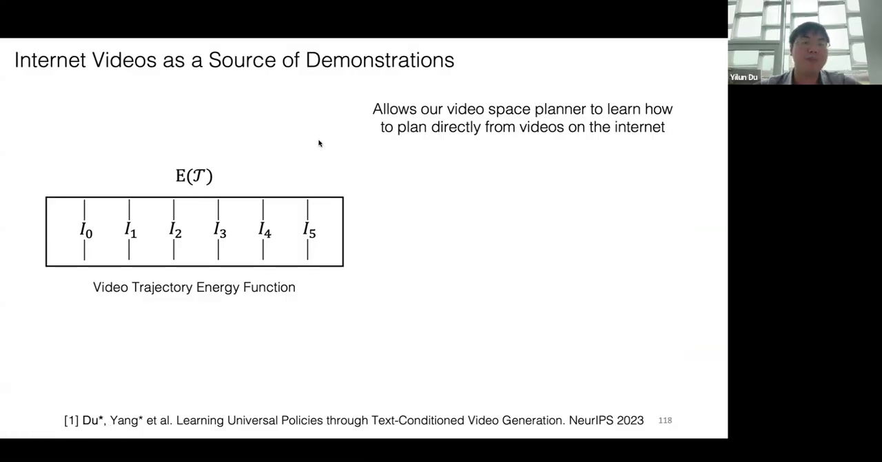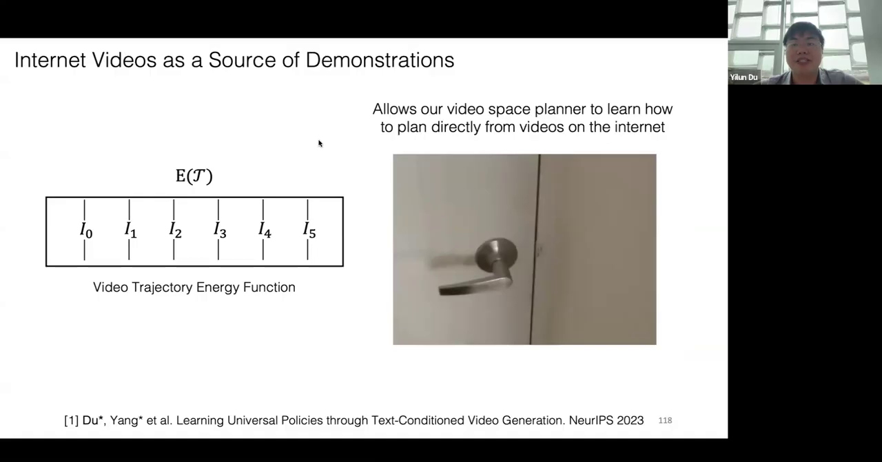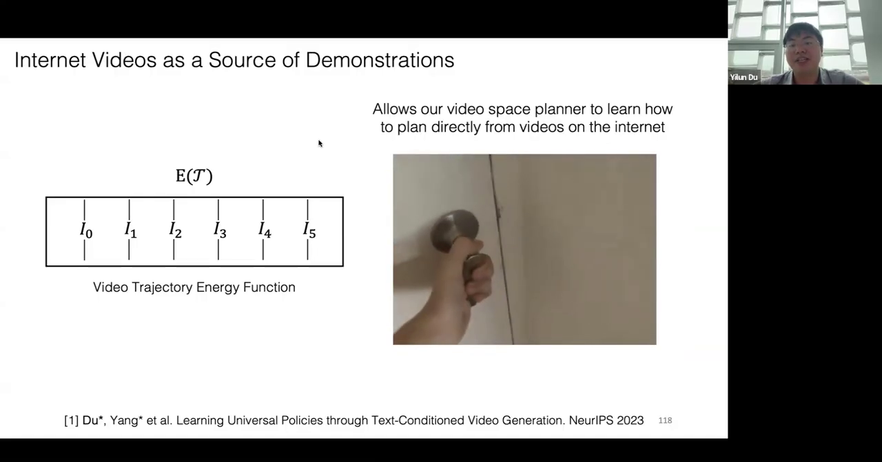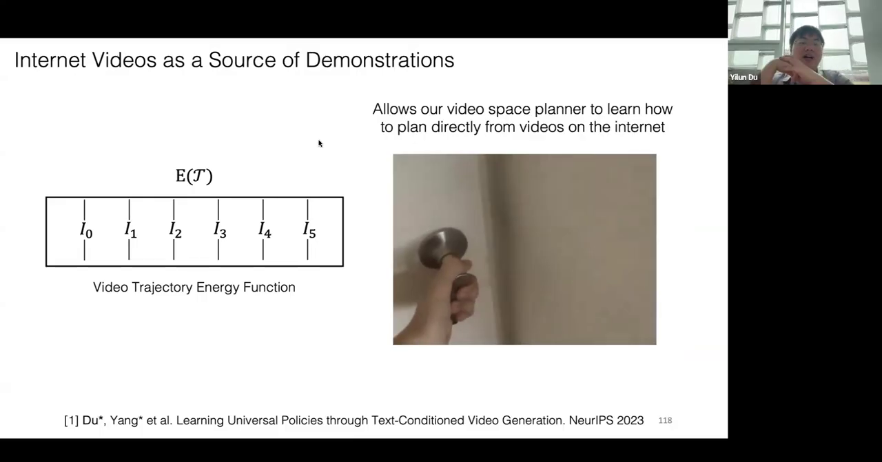And one nice thing about formulating planning in the video space is that it also allows us to learn policies directly from videos on the internet. There are a lot of videos of people opening doors. And you can imagine that once you have a model that learns to open doors based off this, it can actually use the knowledge that's learned from the internet and apply it to planning in the robotic domain.